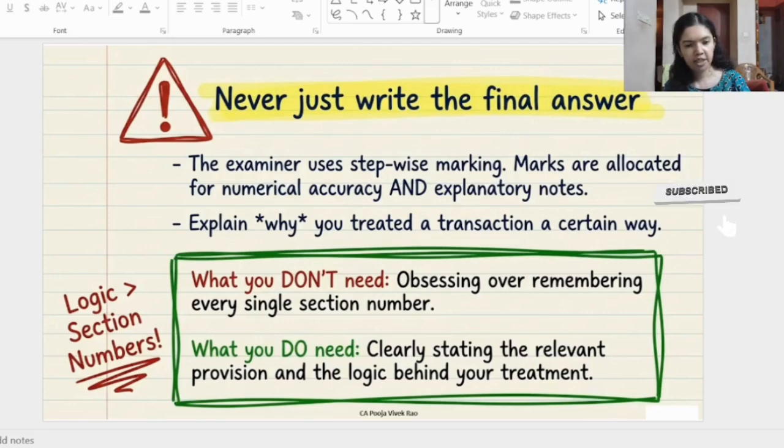And one important thing is, you don't have to obsess over remembering every section number. If you remember the correct section number, write the correct section number. If you don't remember the section number, please don't quote the wrong section number. What is more important is that you clearly state the relevant provision and the reasoning. So instead of merely writing the final answer, explain the logic behind your treatment.